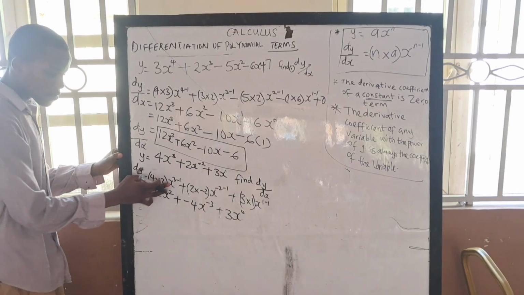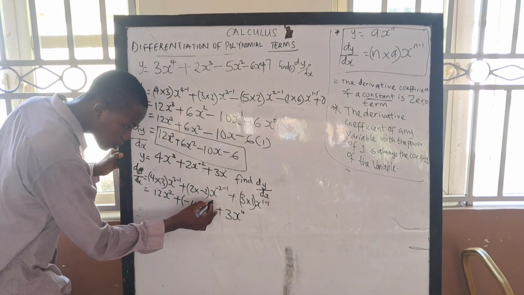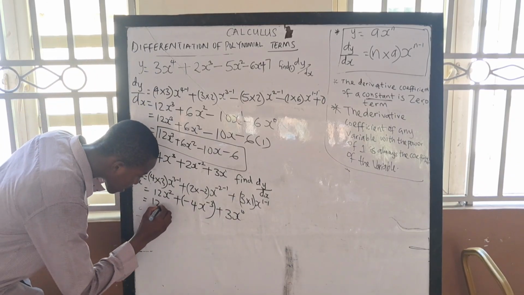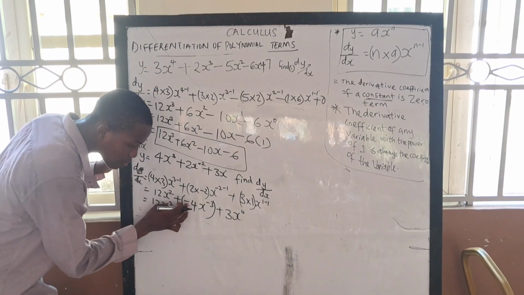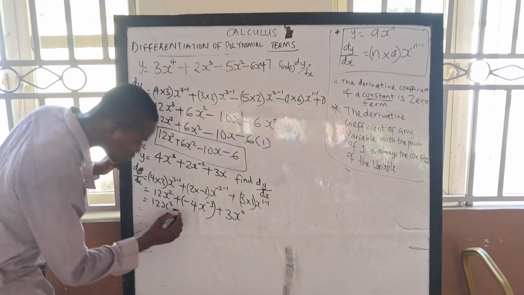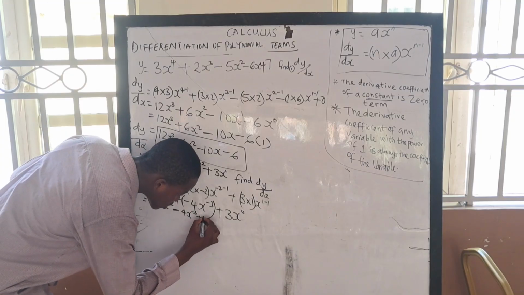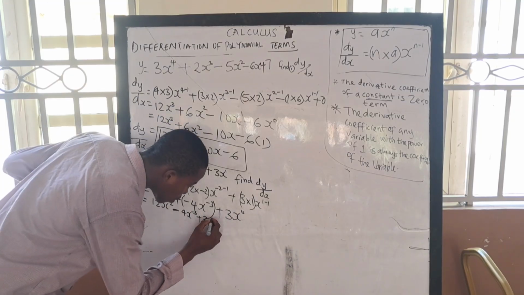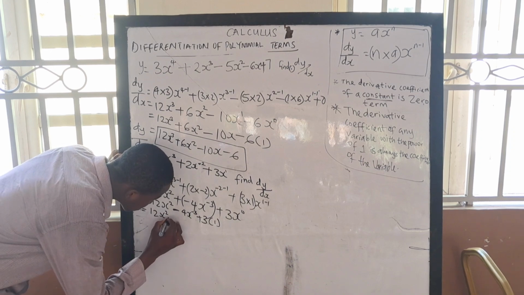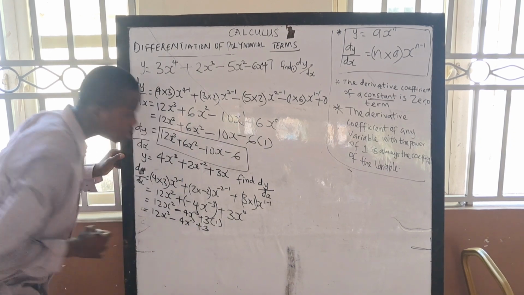4 times 3, 12. 3 minus 1, 2. 2 times minus 2, minus 4. You have to be careful, so you put it inside bracket. Plus, so now I'm having 12x squared plus times minus what? Minus. I have to be careful with my signs. Plus times minus what? Minus. Minus 4x raised to power minus 3 plus 3 x raised to power 0 is what? 1. Right? So I'm having 12x squared minus 4x raised to power minus 3 plus 3.